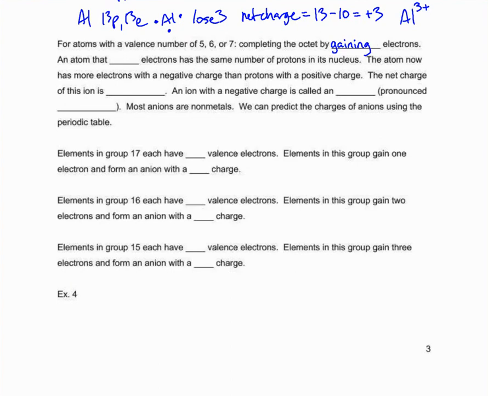So an atom that gains electrons, it's important to note, still has the same number of protons in its nucleus. So the number of protons is not going to change. But the atom now has more electrons that have a negative charge than they have protons with a positive charge. So the net charge of this ion is going to end up being negative.